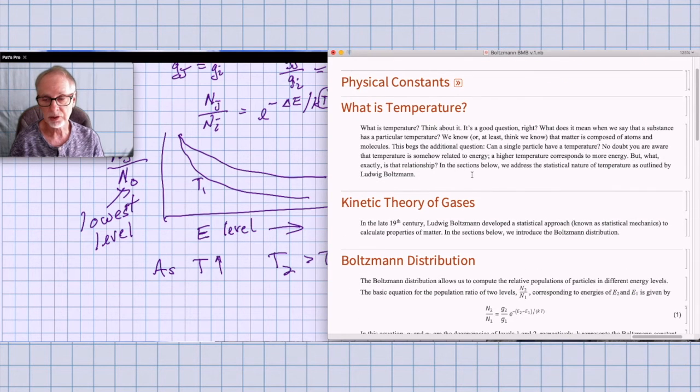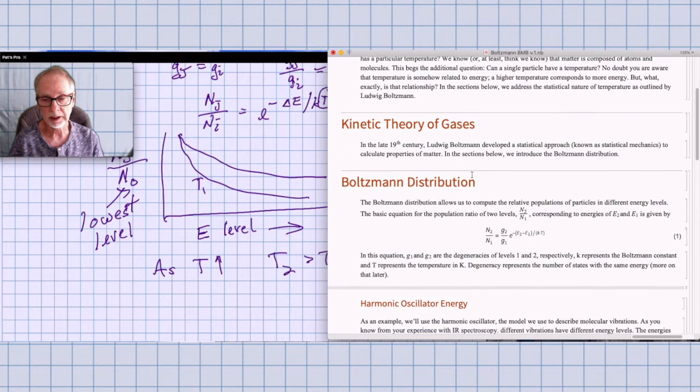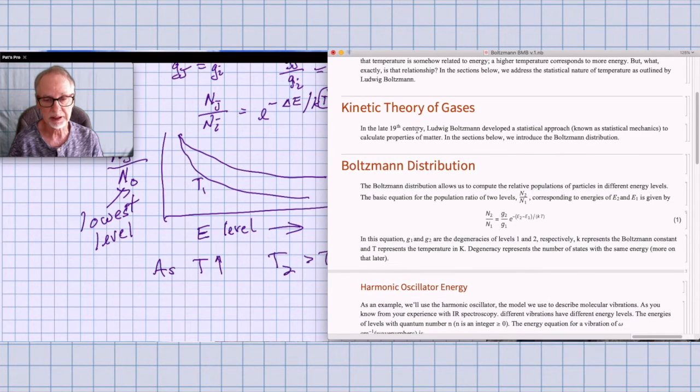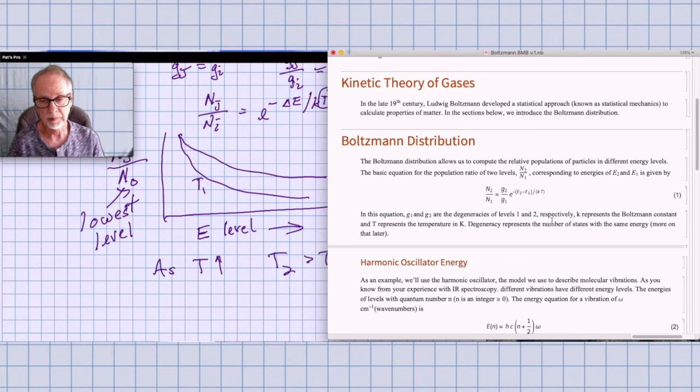So I'm going to scroll through this document real quickly here because we've already talked about some of these basic issues. Again, here is our basic equation, which shows the ratio of population of molecules in particular levels, equal to the ratio of degeneracies, and then we've got our exponential term with the Boltzmann constant. All right, so I'm going to look at a specific example here, an example where we actually have a graph where we can see the temperature dependence.